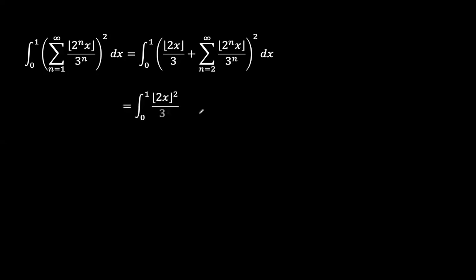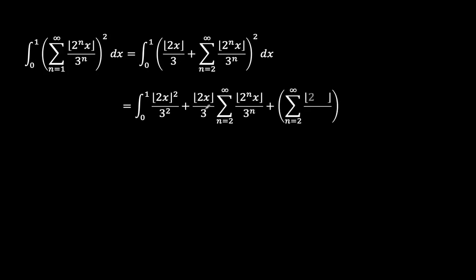So what that means is that we can now multiply that out. And so there's actually 2 here. So this squared, plus 2 times the floor function of 2x over 3 times the summation from n equals 2 to infinity of floor of 2^n x over 3^n, plus the square of the sum from n equals 2 to infinity of the floor function of 2^n x over 3^n.